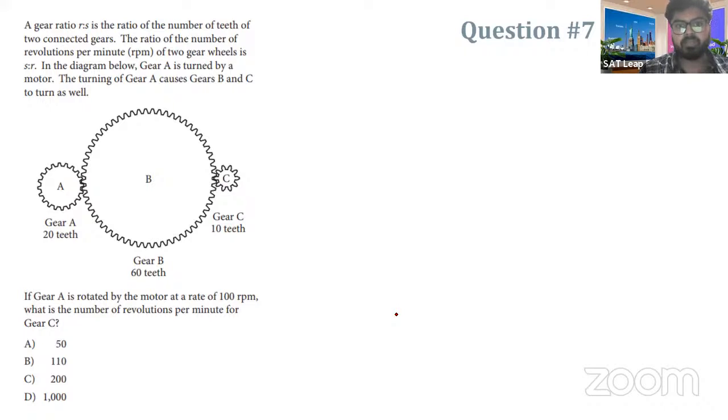Okay, Mohammed is coming with C, Niharika is coming with D. And what do we know? We know that gear A is rotating at 100 RPM. The RPM of gear A is 100. And what we need is the RPM of gear B. That is what we need. Okay, Alok is saying it's D.